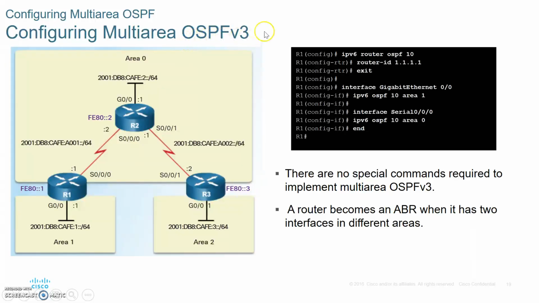How about OSPF version 3 for IPv6? Again, the commands are all the same. There are no special commands. All you need to do is indicate the correct area when you're in the interface. In this case, this interface G0/0 is connected to area 1. So when you run your IPv6 OSPF process ID, which is 10, and then the area, make sure you put in the correct area according to your network design. So area 1 is connected to G0/0, and your serial is connected to area 0. This will tell R1 that it is an area border router.